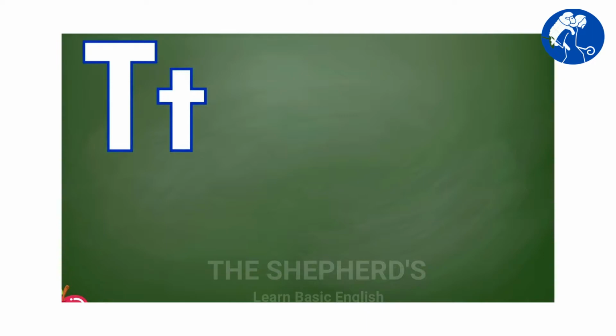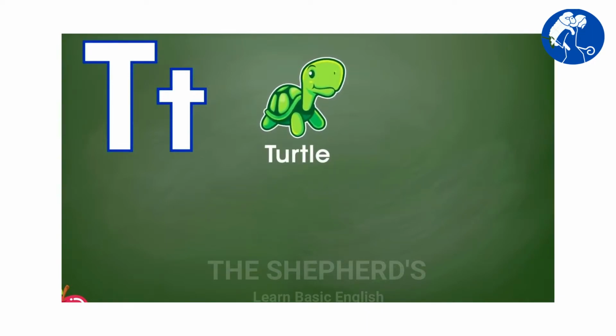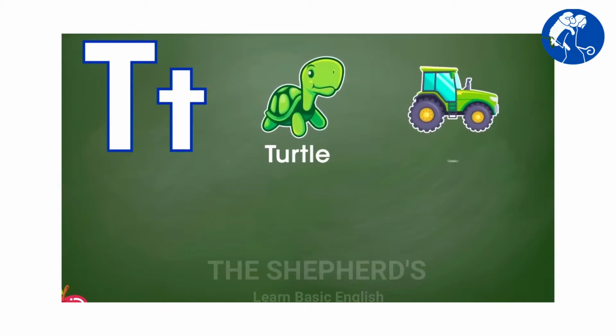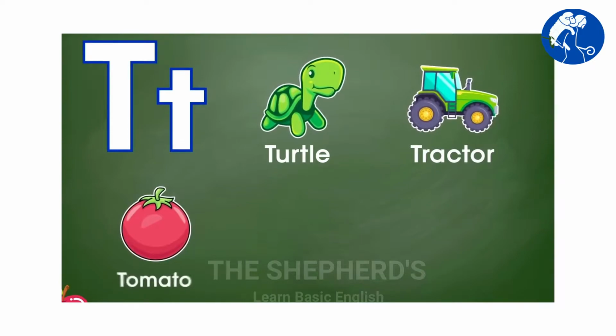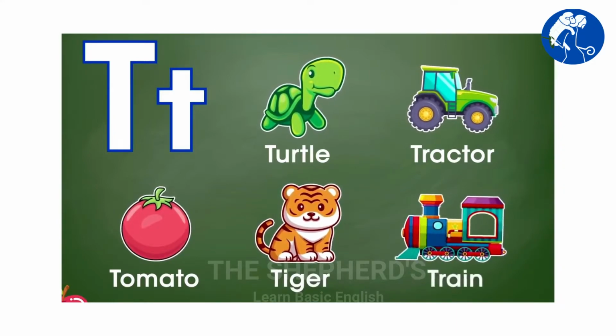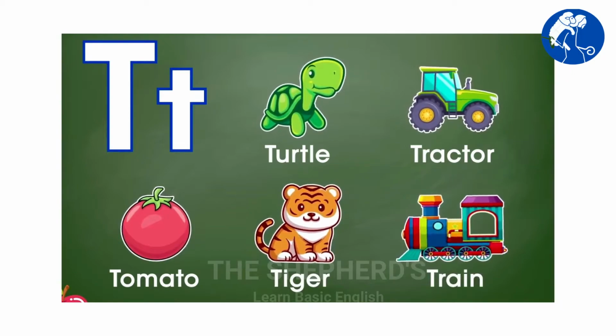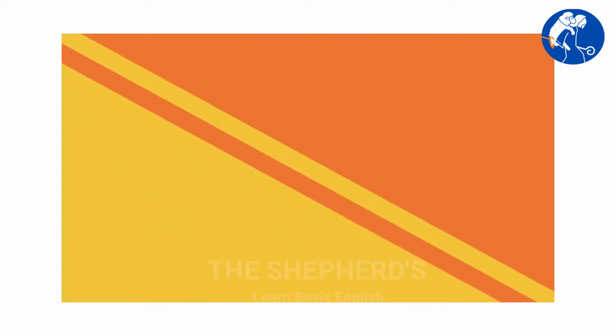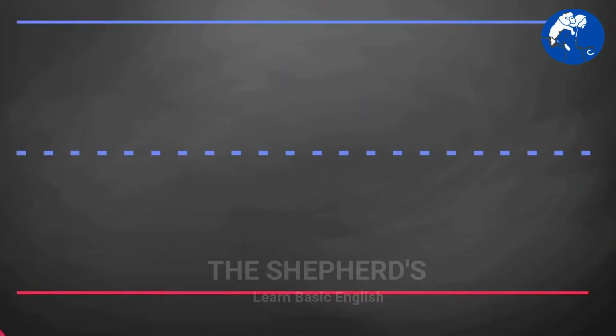T is for turtle. Tractor. Tomato. Tiger. Train. Let's move on to the next letter.